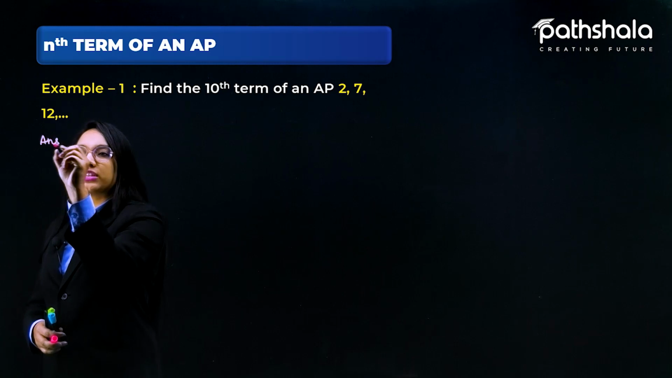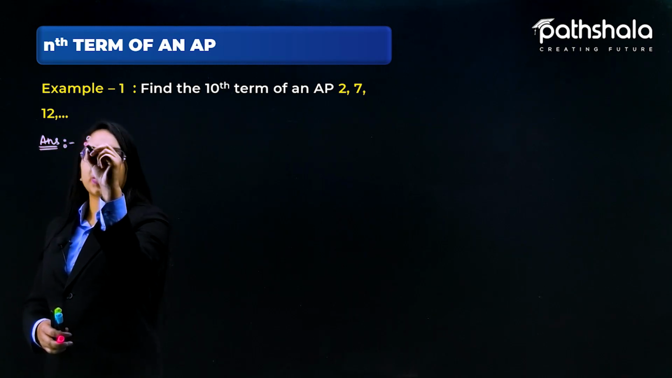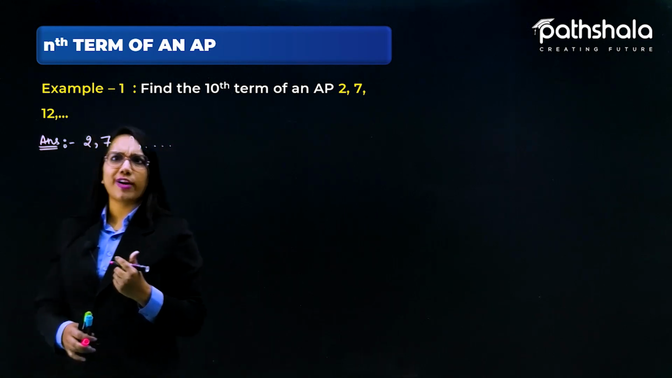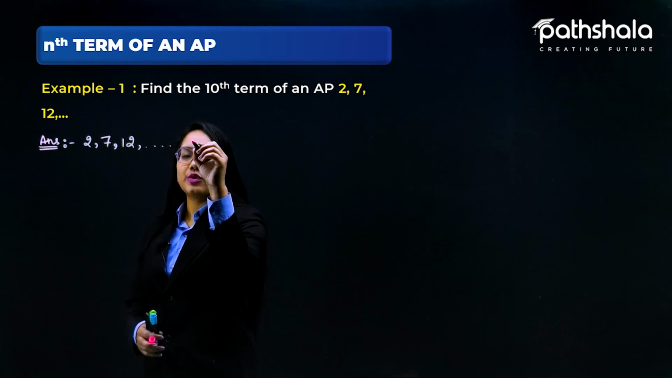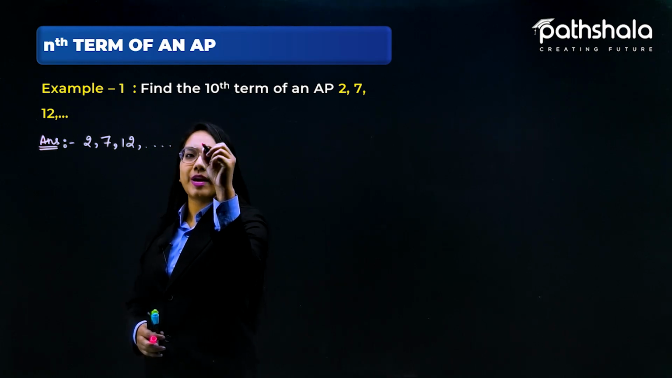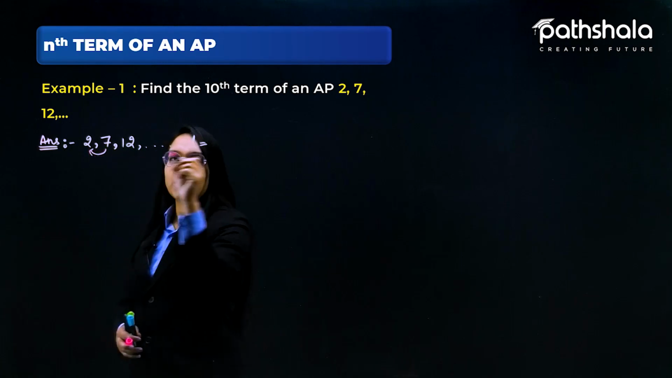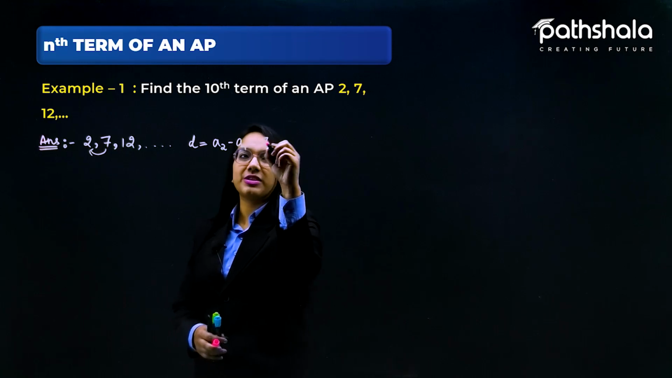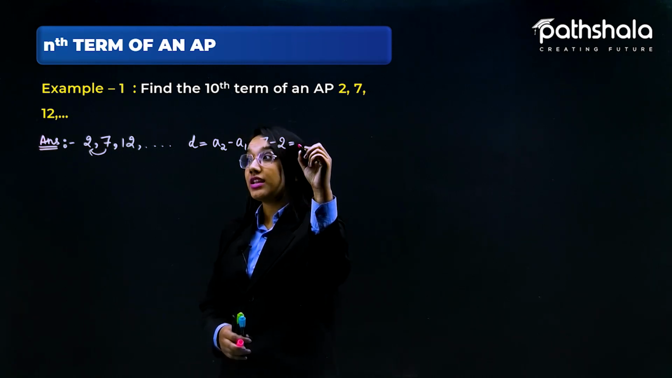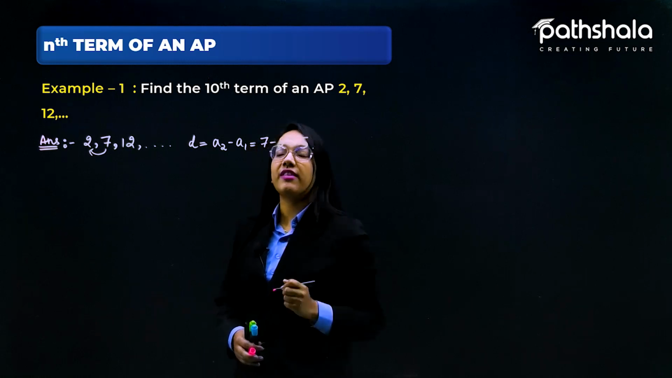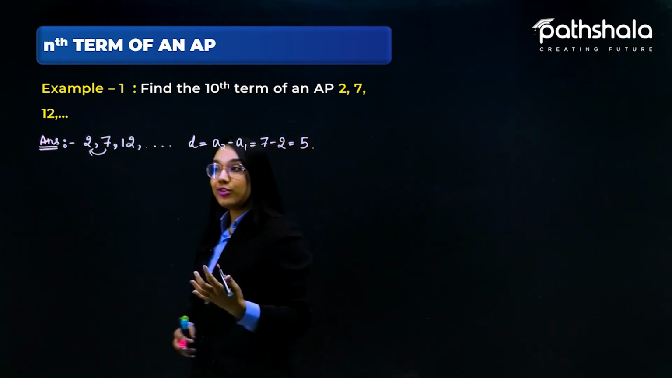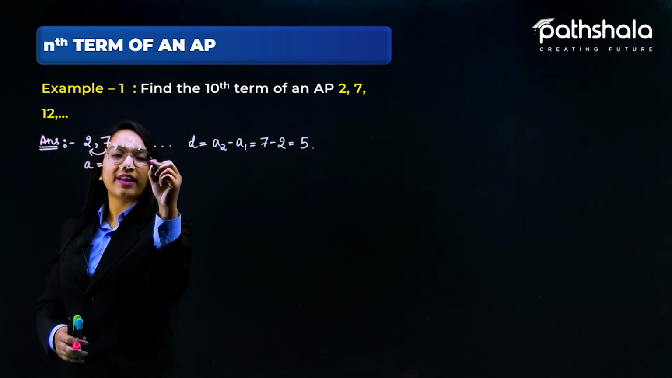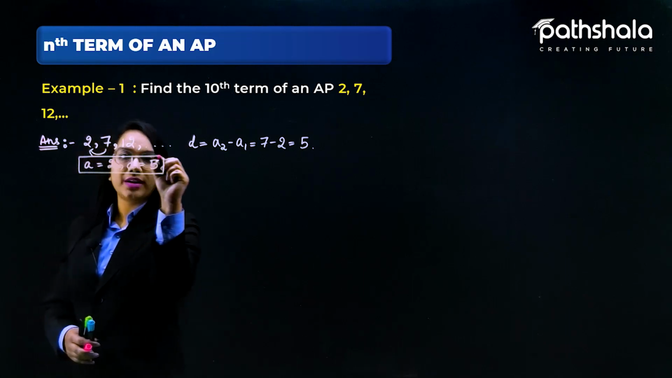First of all, as you can see in the arithmetic progression 2, 7, 12 and so on, we can find the common difference by taking the difference of the first two terms. So D is A2 minus A1, subtracting the first term from the second. This is 7 minus 2, which is equal to 5. Hence the common difference is 5. The first term is 2, so A is 2 and D is 5.